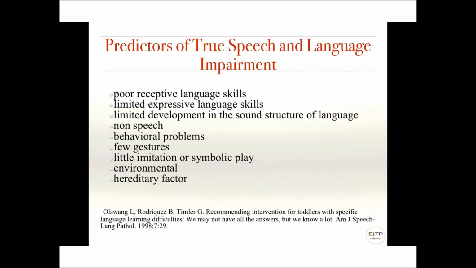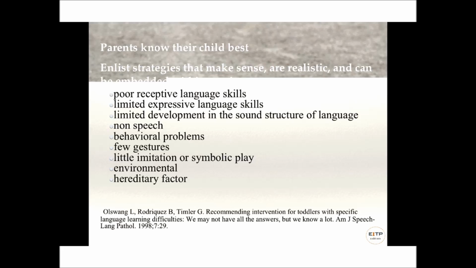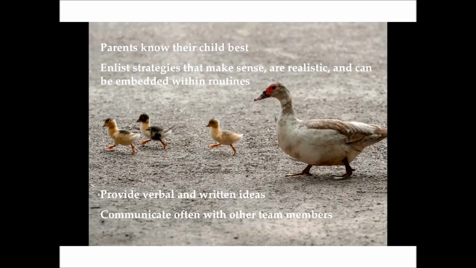So just bear all of these in mind. We've talked about it even in our case histories, in the evaluation protocol that we went over. These particular predictors could result in a true impairment. So whether intervention is determined or not, parents know their child the best, and we as interventionists should be enlisting strategies that make sense, that are realistic, and can be embedded within routines. So providing those verbal and written ideas.